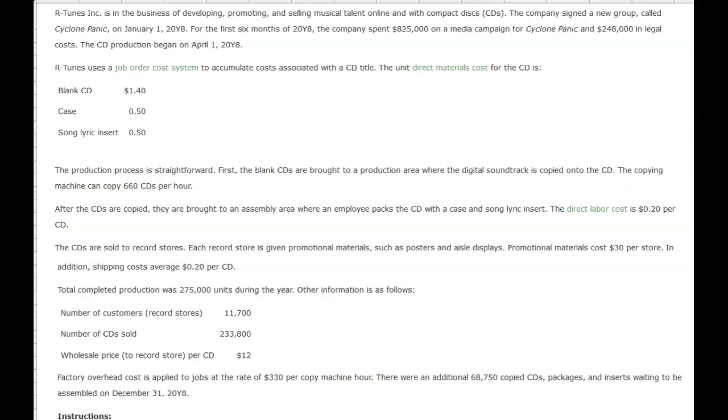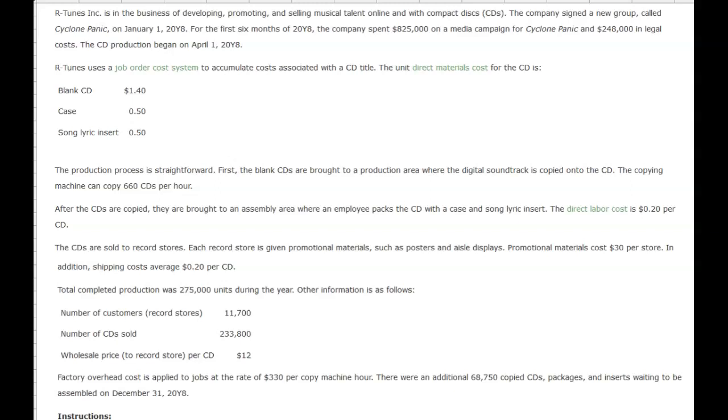The company signed a new group called Cyclone Panic on January 1st, 2008. For the first 6 months of this year, the company spent $825,000 on a media campaign for Cyclone Panic and $248,000 in legal costs. The CD production began on April 1st of 2008.